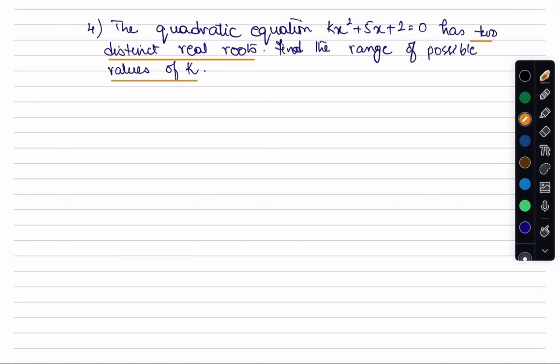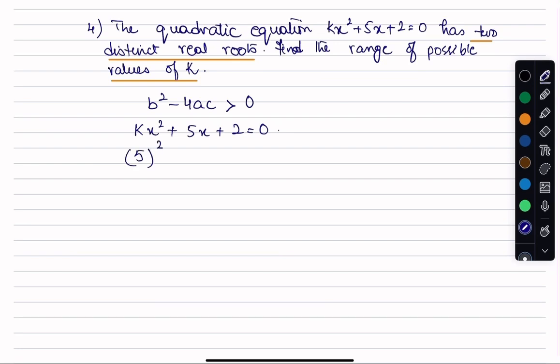Solving that, we know the condition states that b squared minus 4ac, the discriminant, has to be greater than 0. One thing is very clear here, and that is that there are two distinct roots to the equation. So b squared minus 4ac comes out to be greater than 0. Our quadratic equation was kx squared plus 5x plus 2 is equal to 0. If I substitute the values in the discriminant, it should be 5 squared minus 4 times k times 2, which should be greater than 0.